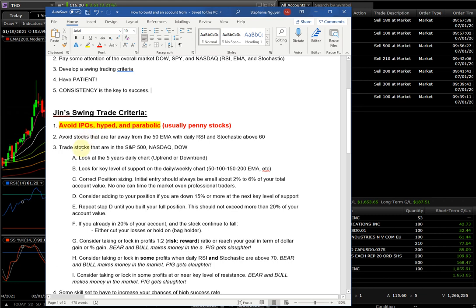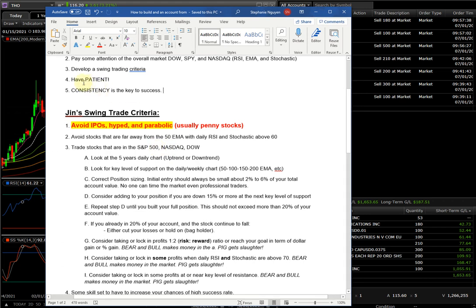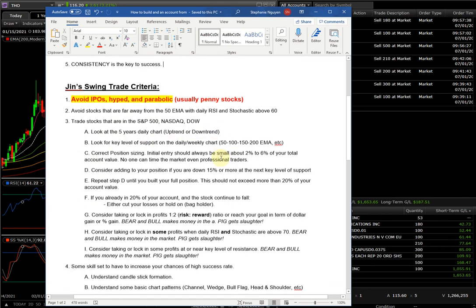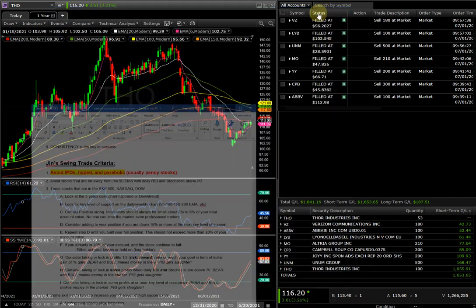Next step, trade stocks that are in the S&P and the Dow and the Nasdaq. Again, just avoid penny stock. It's just too much risk for beginners. Patience and consistency again. Okay, so these are some of the criteria in detail. So let's get started. Look at the 5 years chart on the daily candles. Okay, look at the 5 years.